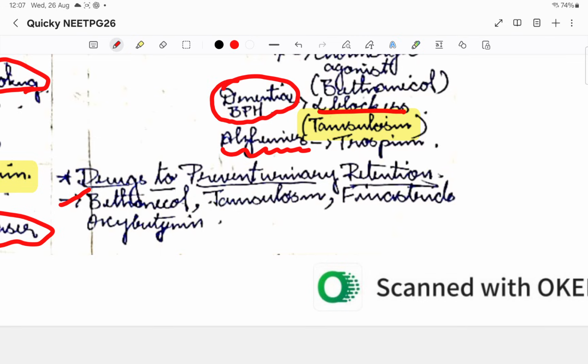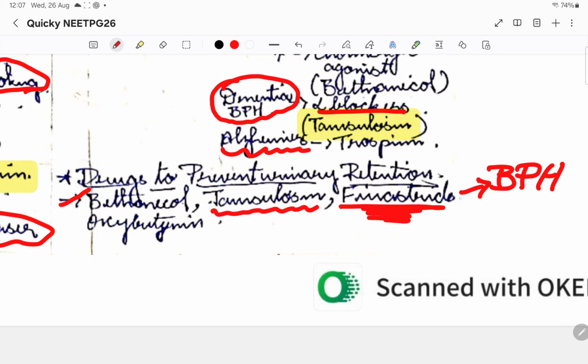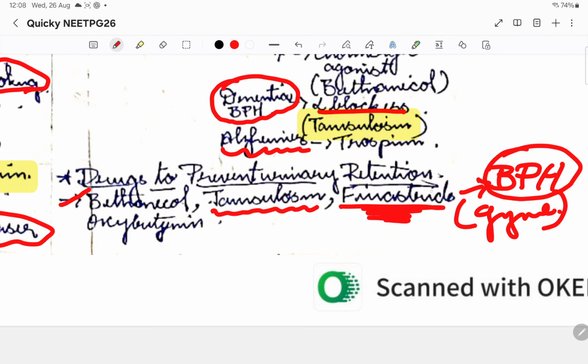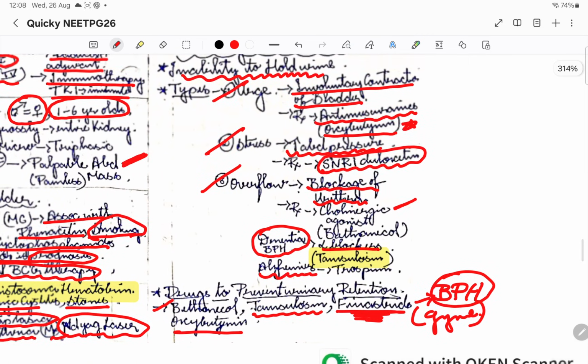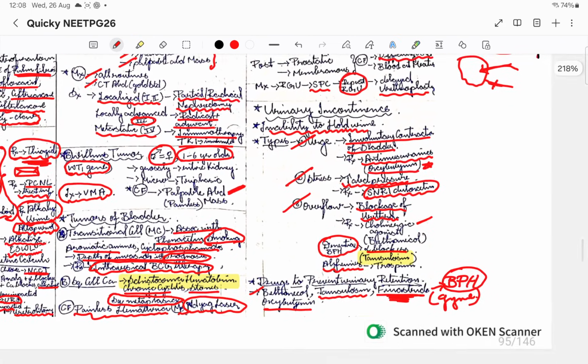Bethanechol will be given. Tamsulosin again to let the urine pass through, so that the person does not have to go again and again; the patient should go once and for all. That is why tamsulosin is given. And finasteride, please remember, can be given in BPH. One of the best drugs for BPH is finasteride, but it has an adverse effect of causing gynecomastia, because it reduces the testosterone. So in BPH this can be given, and also oxybutynin, which we discussed, as an anti-muscarinic. So this is the thing with urinary incontinence.